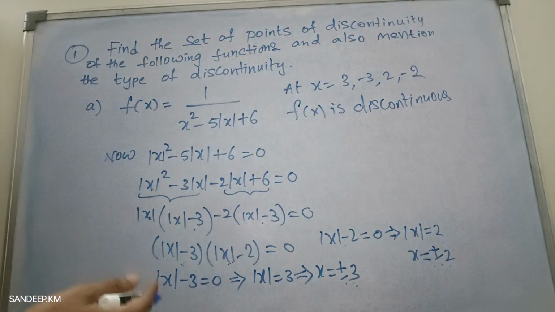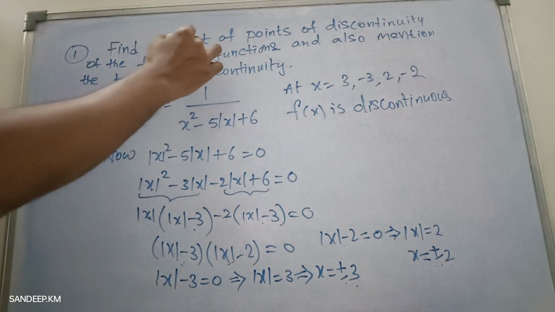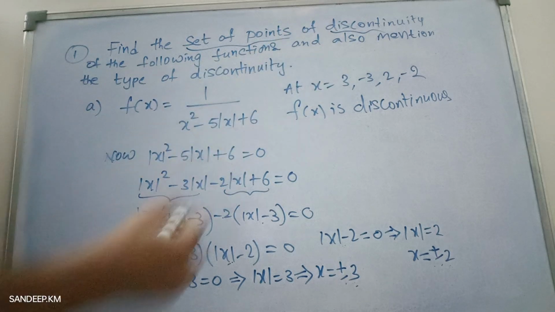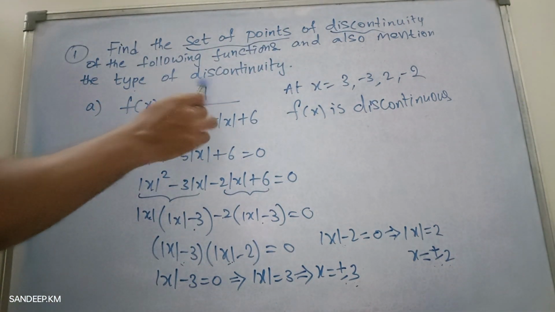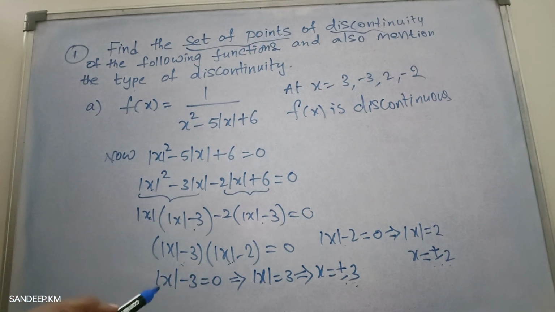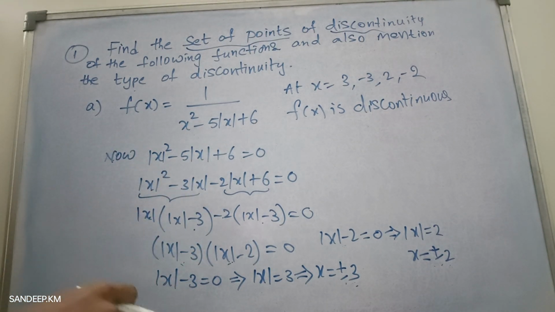At the remaining inputs, obviously the function is continuous. At these inputs, the function is discontinuous. Now, we have found the set of points of discontinuity. This is over. And what is remaining? We also have to mention the type of discontinuity. What type of discontinuity? I can say directly what type of discontinuity without doing anything.